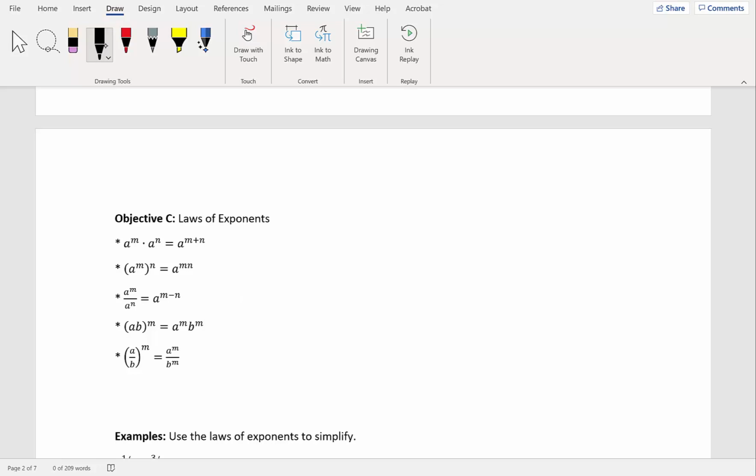If you have ab raised to the mth power, you raise a to the mth power and b to the mth power. If you have a fraction, a over b raised to the mth power, raise the numerator to the mth power and raise the denominator to the mth power as well.